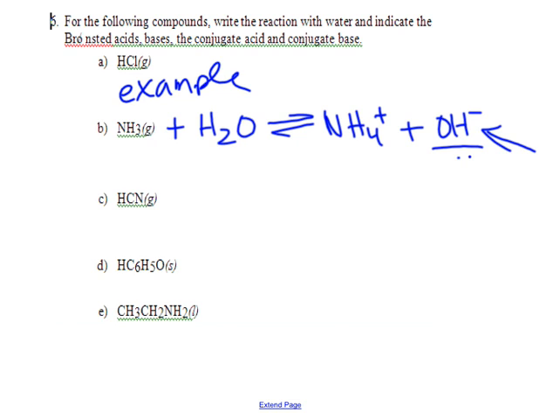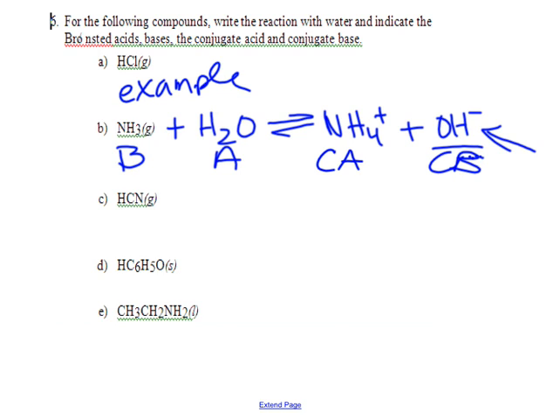Because it makes OH in water. So this is then the base. This is the acid. What is NH4 plus? Conjugate acid, and this is the conjugate base.